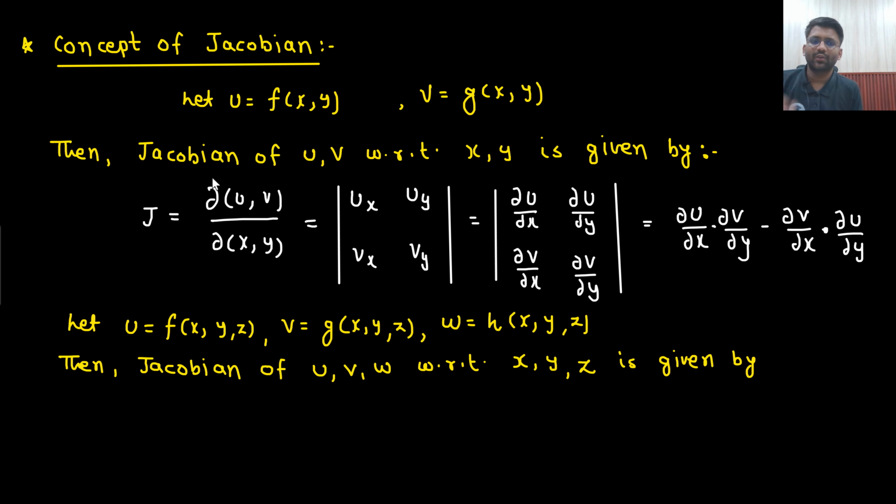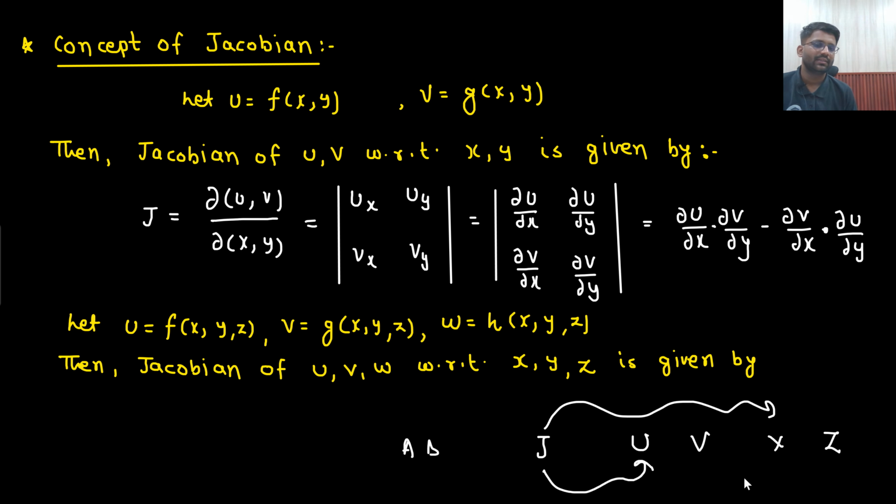When I talk about the Jacobian, always u by x would come. u will come in the upper side, x will come in the downward side. How will you remember that, sir? J is near to u or J is near to x? A, B, C, D, E, F, G, H, I, J, K, L, M, N, O, P, Q, R, S, T, U, V, W, X, Y, Z. So J is nearer to U, no? And J is further from X, right?